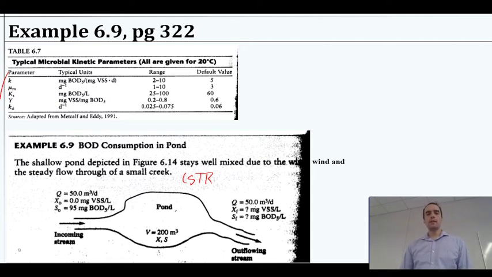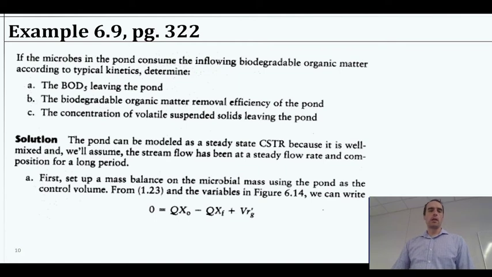So the question is going to ask us, what's the substrate concentration leaving, and what's the amount of bacteria leaving? It says, if the microbes in the pond consume the inflowing biodegradable organic matter according to typical kinetics, determine the following. A, the BOD leaving the pond. B, essentially the BOD removal efficiency of the pond. C, the concentration of bacteria, the volatile suspended solids, leaving the pond.